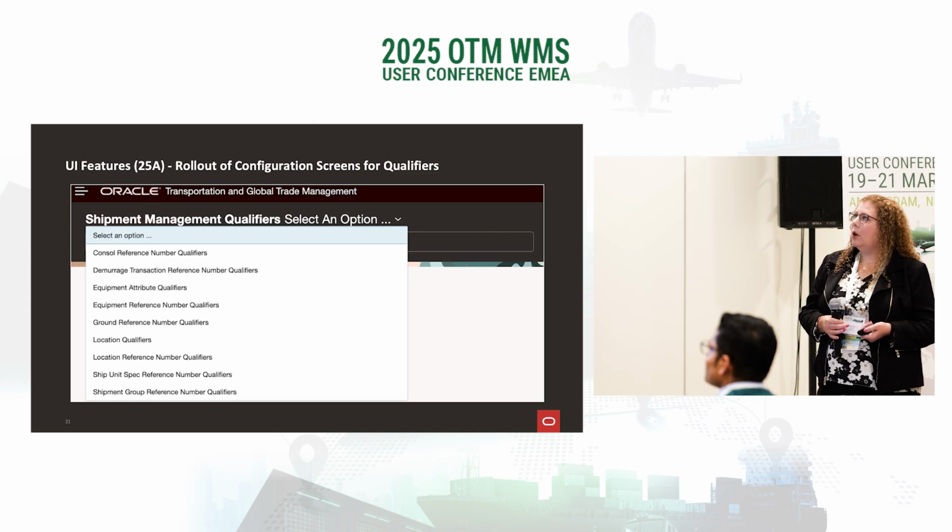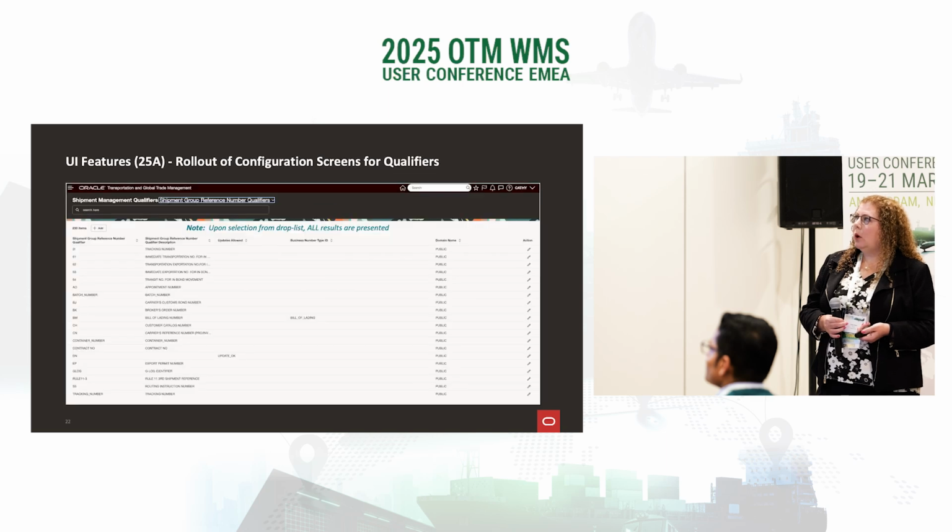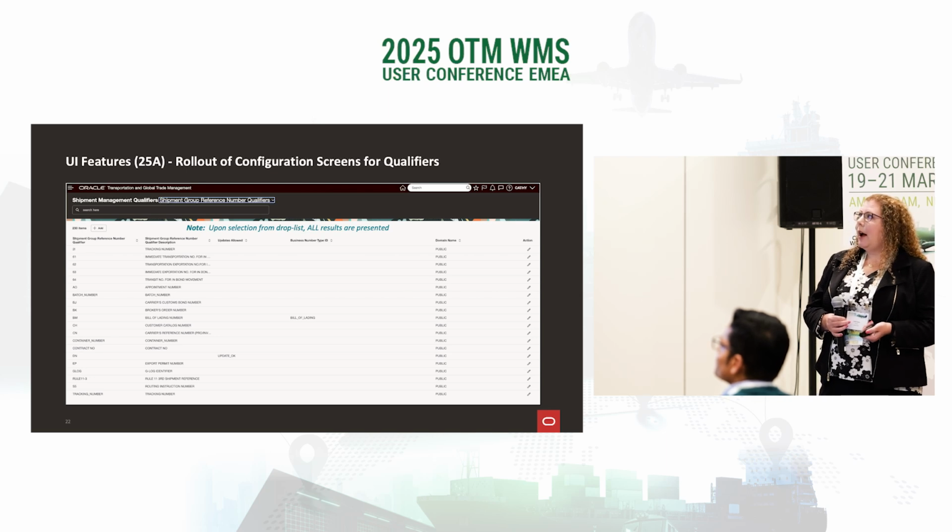So for now, when you go to the configuration, it's limited to qualifiers, and you'll get a list of all the qualifiers for that transactional area. So in this case, it was shipment management, and these are all the qualifiers in this drop list for shipment management. Once I select one of those, it immediately populates the table with all the values. If I have proper access, I can edit any of these records.